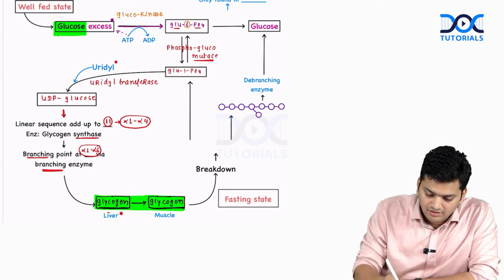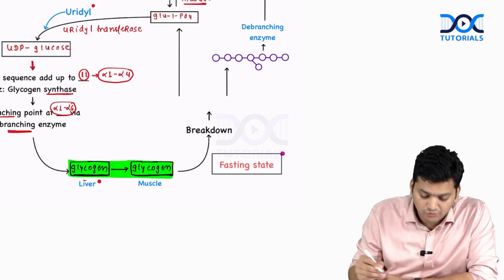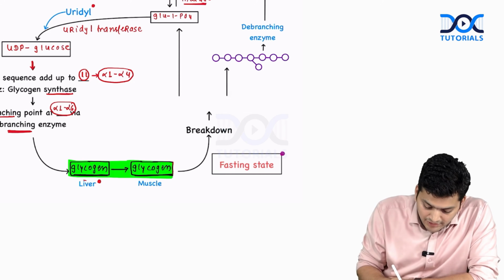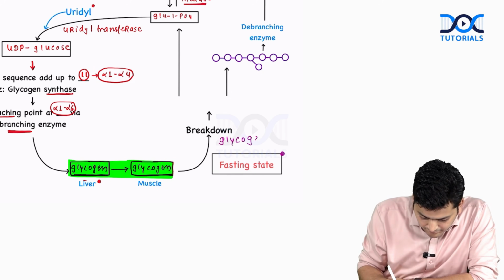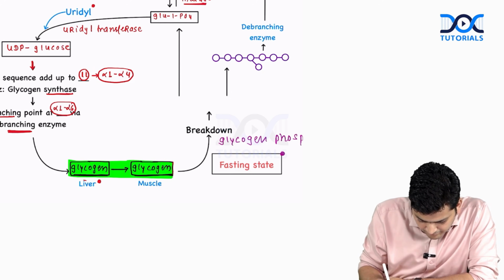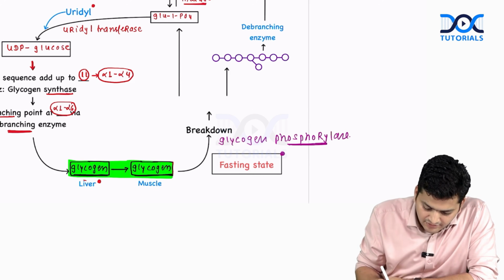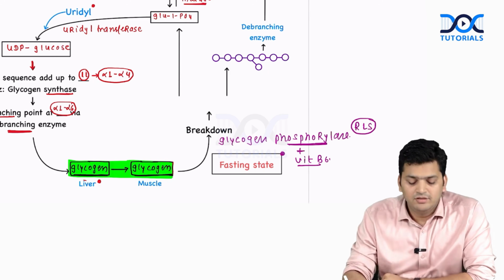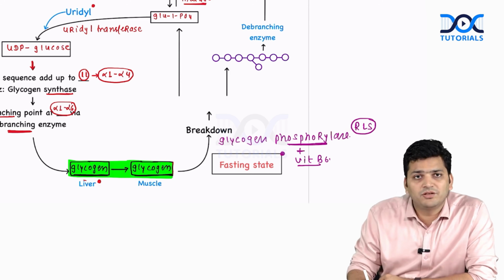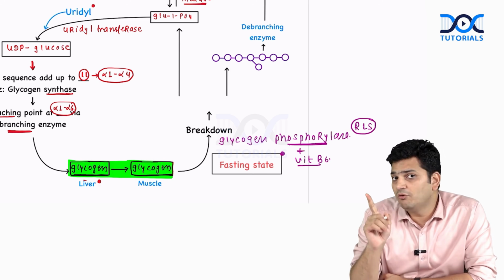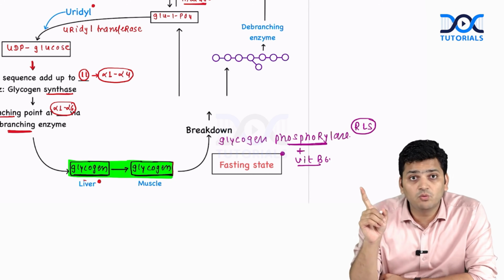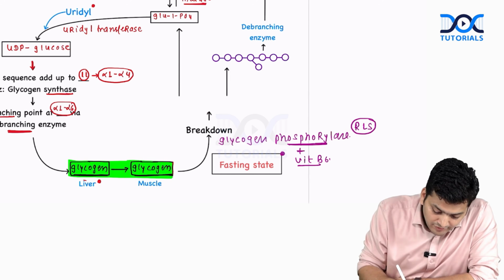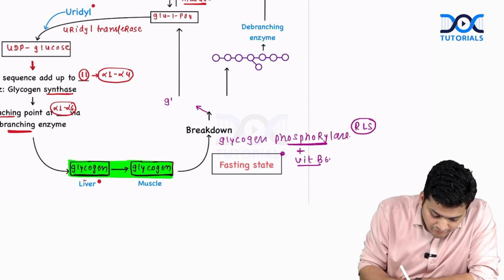See what happens. When you are in the fasting state, you are going to do the breakdown. What is the name of the main enzyme? Glycogen phosphorylase. The glycogen phosphorylase requires vitamin B6, and this is the rate limiting step of glycogenolysis. When you do the breakdown, the products come in the form of glucose 1-phosphate. We are going to get the glucose 1-phosphate.